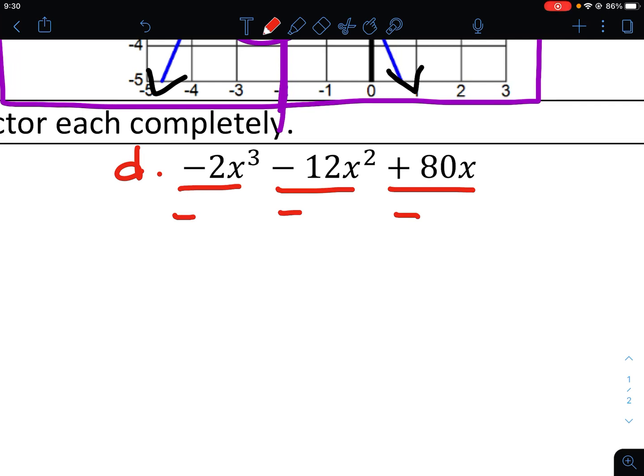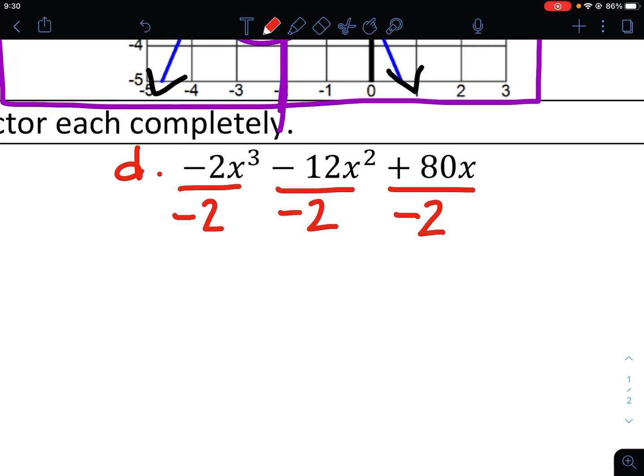With numbers, we look for the biggest number that we can divide everything by, and for these three numbers, the 2, the 12, and the 80, the biggest we can divide by is a 2. We can't go any bigger than that. If we try to go for a 6 or a 4 or a 12 or a 10, 2 divided by those numbers doesn't work, right?